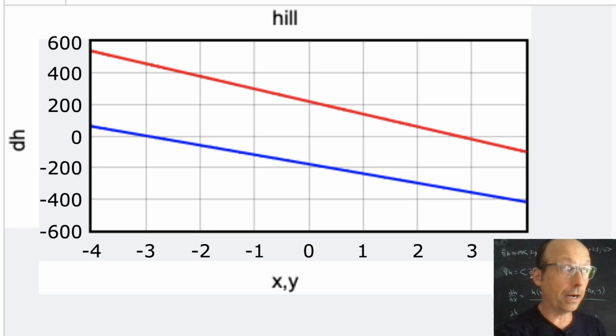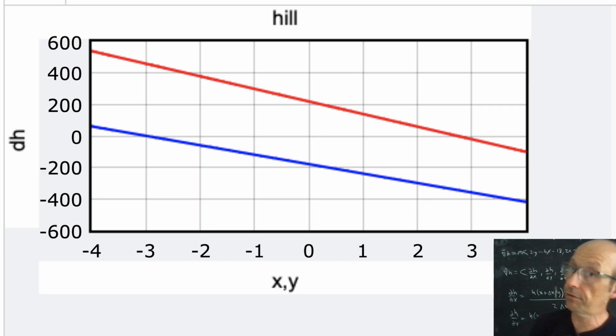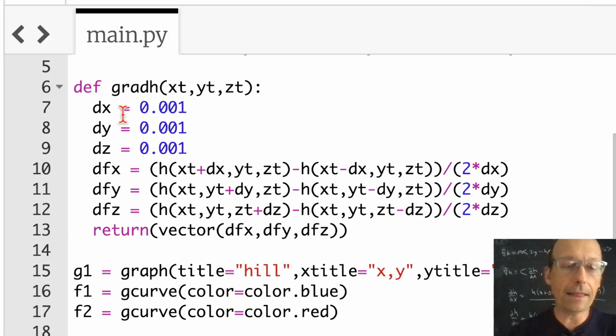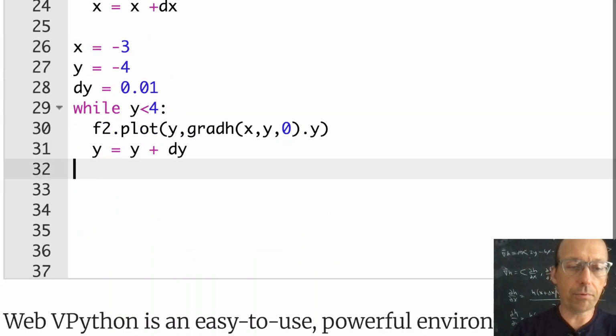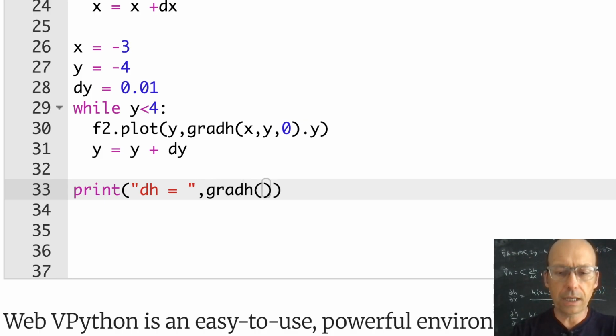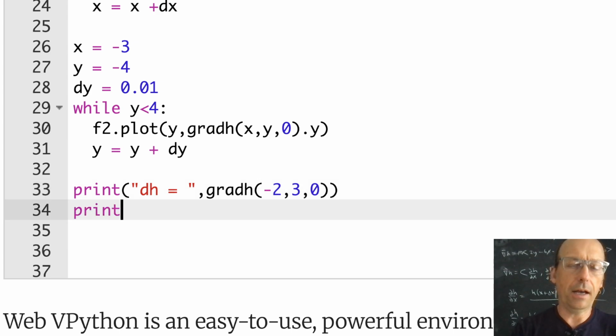We found the slope. I printed that. We want to find the magnitude of the slope and the direction. That's pretty easy to do too. Let's just do that real quick. At the highest point, I'm going to print dh is equal to grad h at x equals -2, y equals 3, 0. And then let's print the magnitude of that.